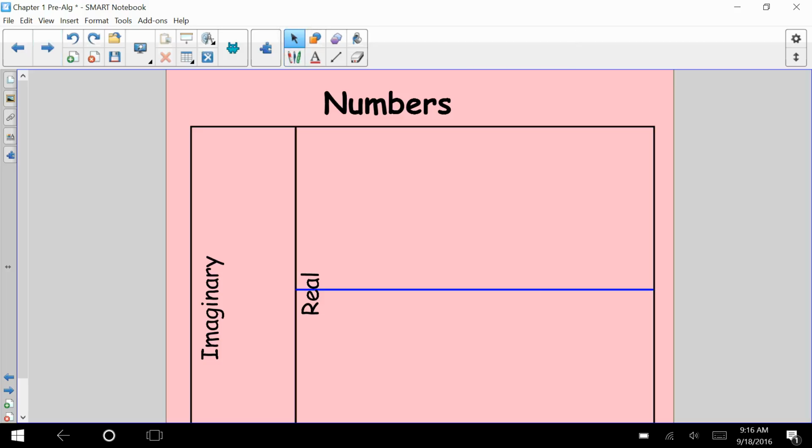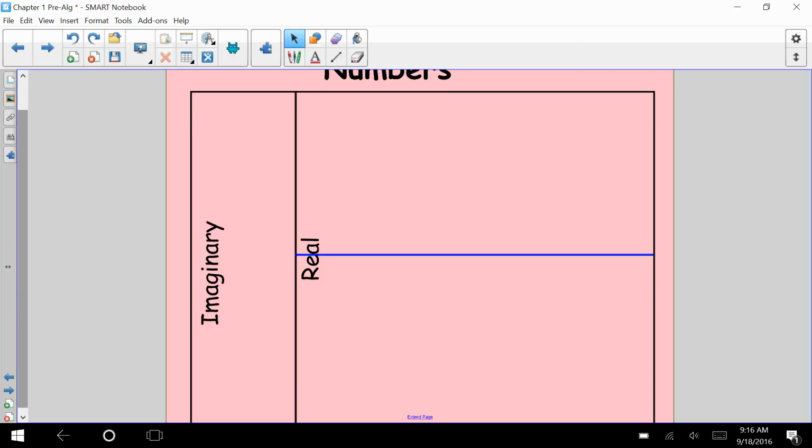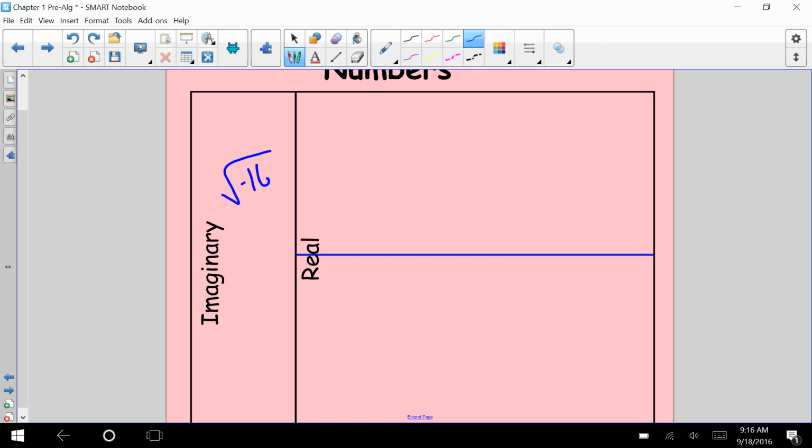All right, now when it comes to the number system, we have real numbers and we have imaginary numbers. Imaginary numbers are any of those numbers that aren't real. That's where we find like our square roots of negatives. We aren't going to worry about those for this class. The real numbers, you'll notice this line in the middle. They're divided up into rational and irrational.